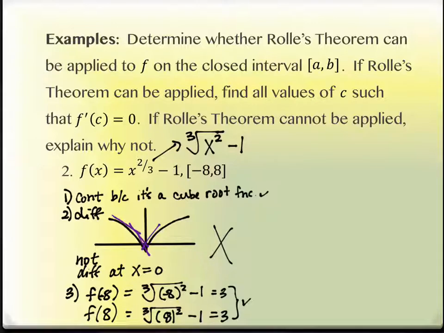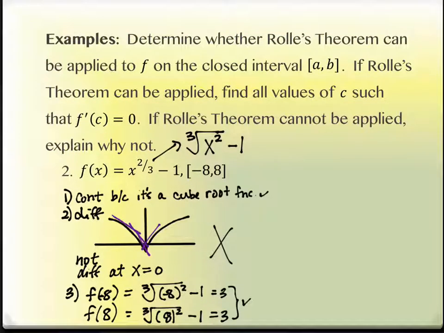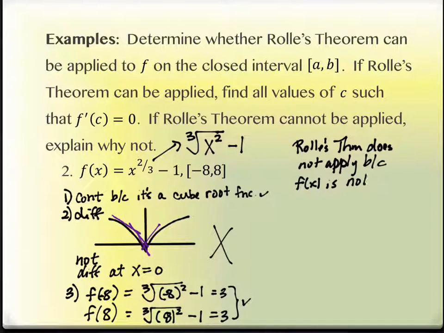So the conclusion to the problem is the yellow part over here that was highlighted. If Rolle's theorem cannot be applied, explain why not. So we're going to say it: Rolle's theorem does not apply because f of x is not differentiable at x equals 0.